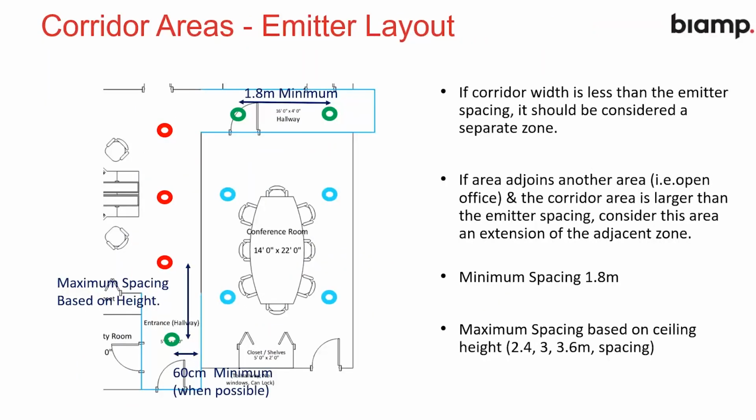In the corridor areas, we treat a corridor as an area which is an enclosed area. If the area adjoins an open office, then we would try to treat the corridor area as per the open office. Again, they follow the same rules. We try to have 60 centimeters away from the boundary wall if possible, and we keep to the 1.8 minimum spacing. Other than that, the spacing is the same theory as the ceiling height in the 2.4, 3 meters and 3.6 meters.